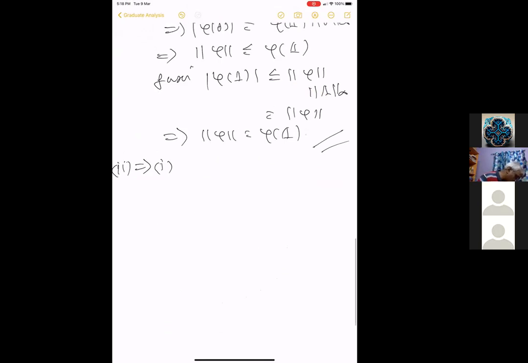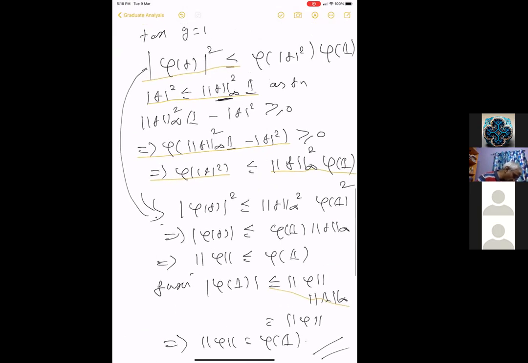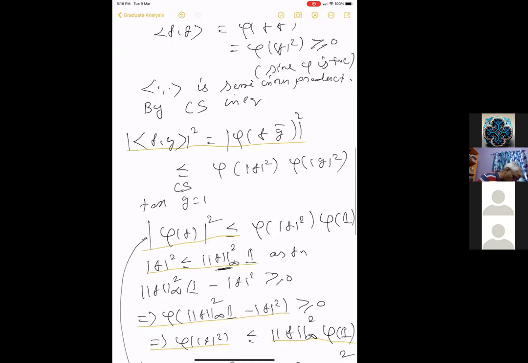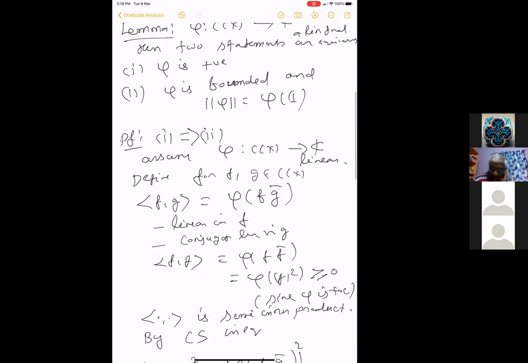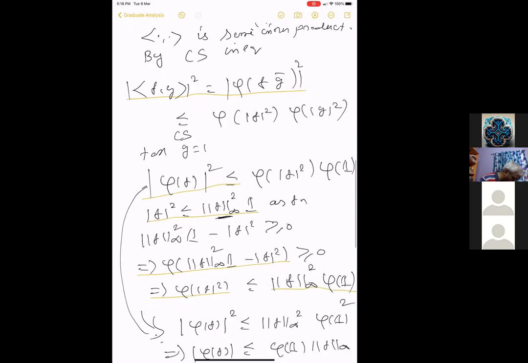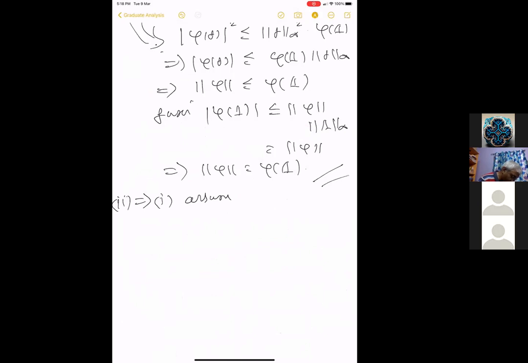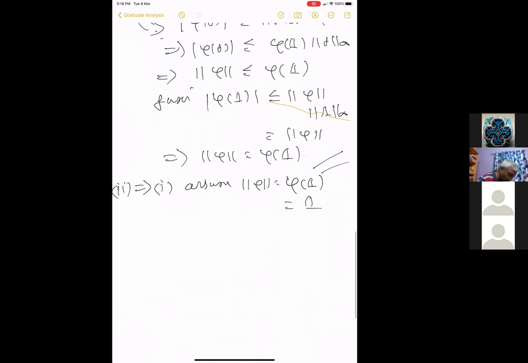So we are assuming that norm phi equals phi of 1. We can divide by this number, so without loss of generality, we assume that this is equal to 1.